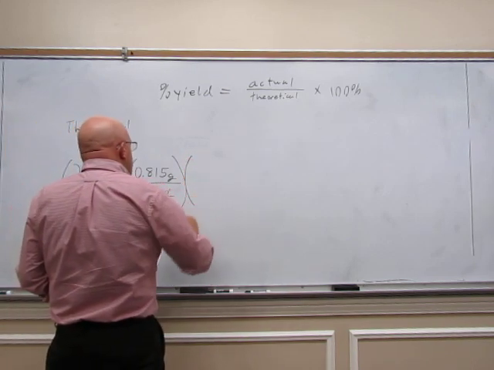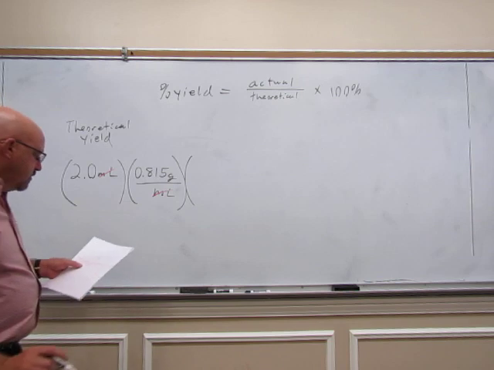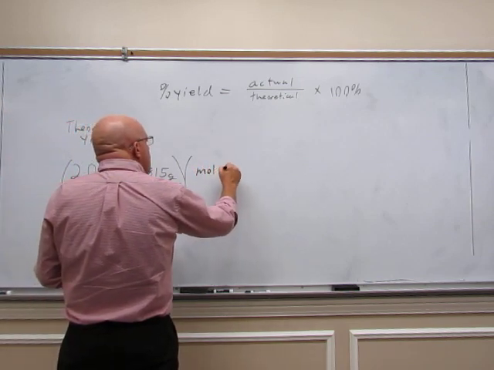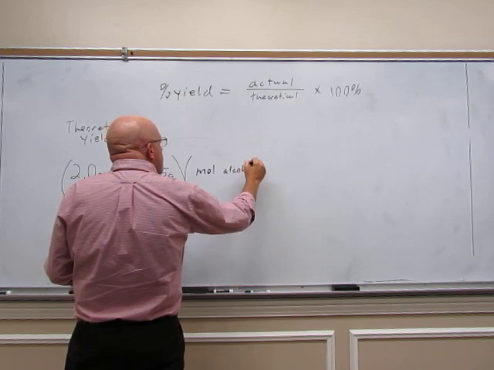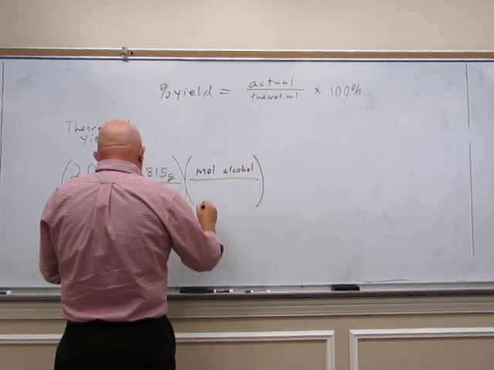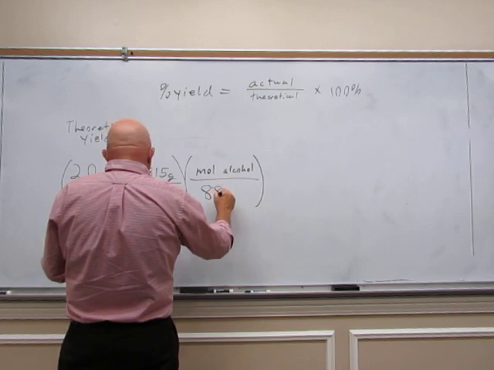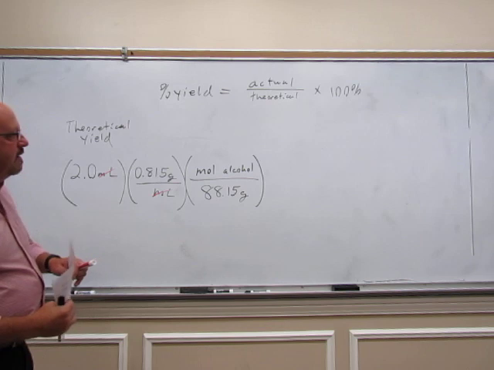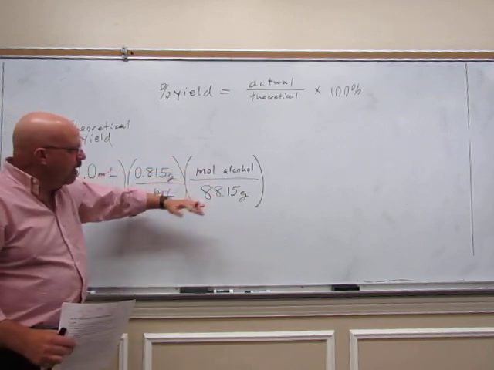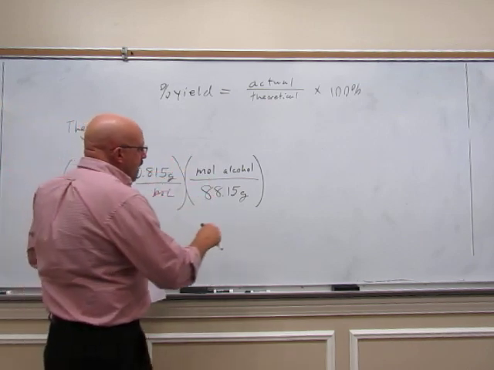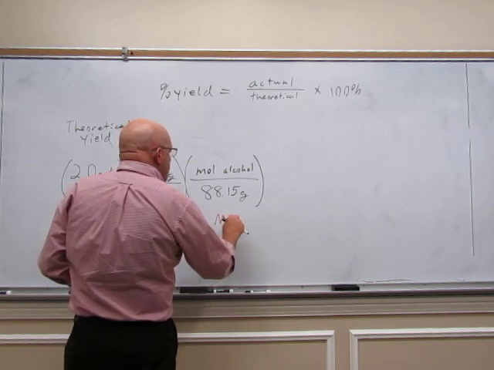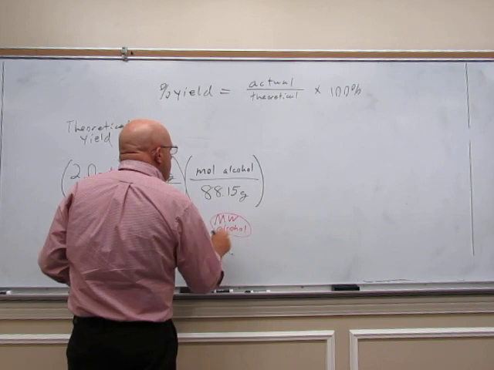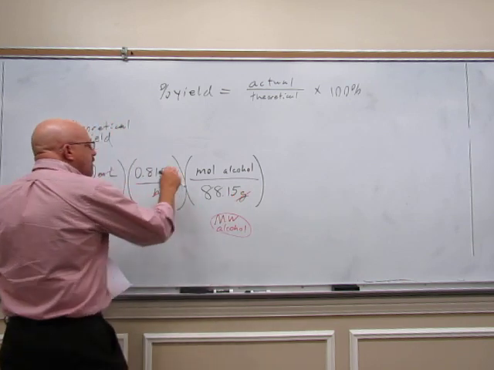Now we want that grams in moles. So a mole of the alcohol, we'll use molecular weight here. 88.15 grams per mole is the molecular weight. Now we need to flip that, put it on the bottom so that our grams cancel out. This is just the molecular weight of the alcohol. You can see our grams cancel out.